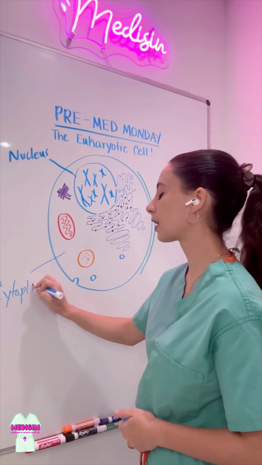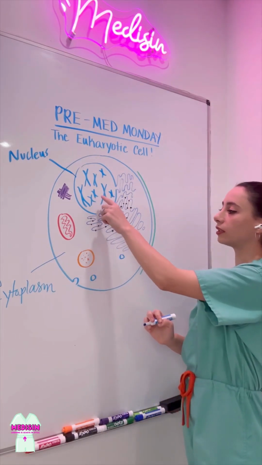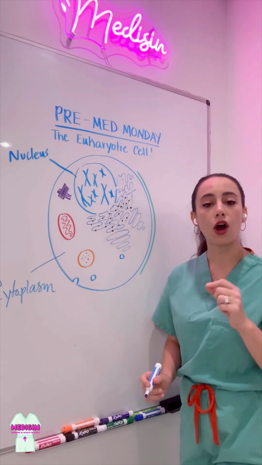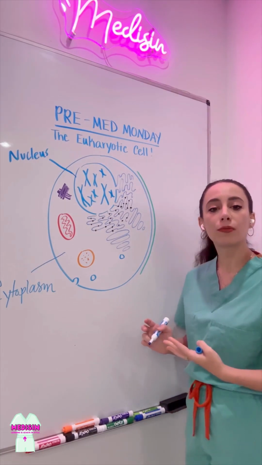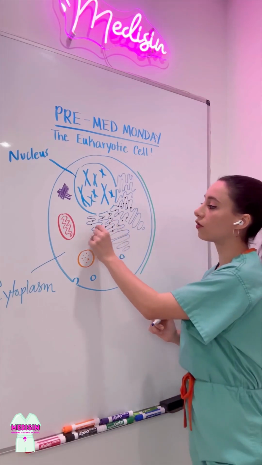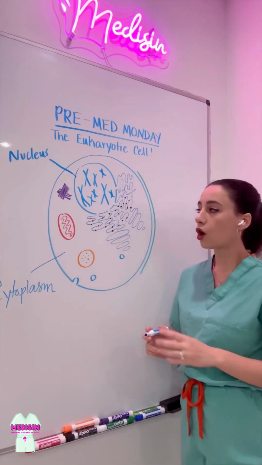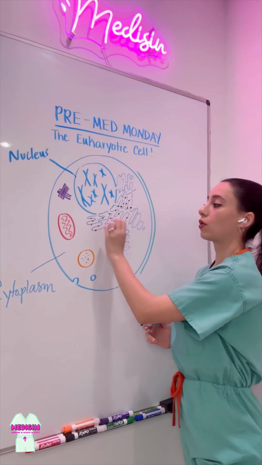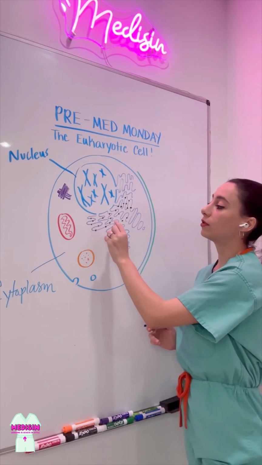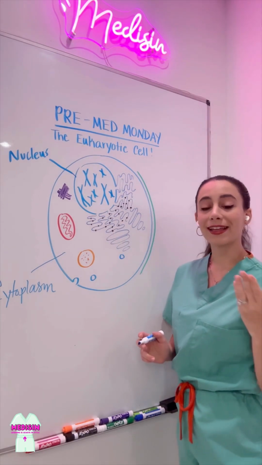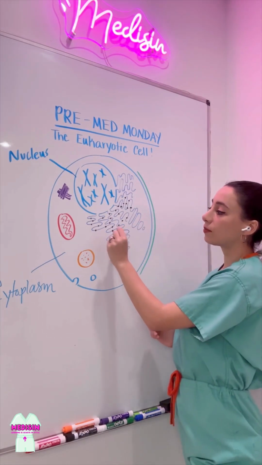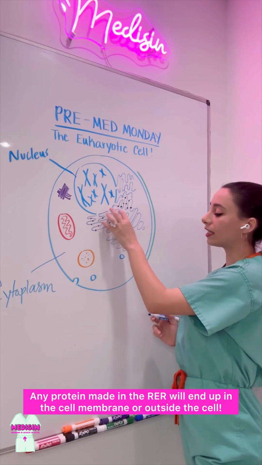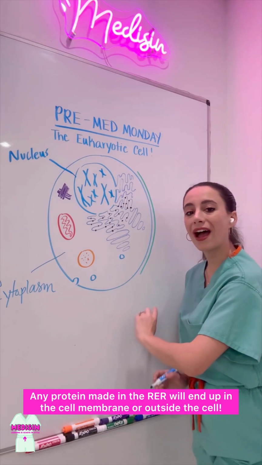Cytoplasm. Now, directly connected to this nucleus, we have the rough endoplasmic reticulum, sometimes abbreviated RER. What makes this endoplasmic reticulum rough is the presence of ribosomes throughout that membrane. mRNA from the nucleus that is synthesized from DNA will be sent to the rough endoplasmic reticulum, where these ribosomes will then turn that RNA into protein. Now, it's really important to note that any protein that's made within the rough endoplasmic reticulum will either end up in the cell membrane or outside of the cell.